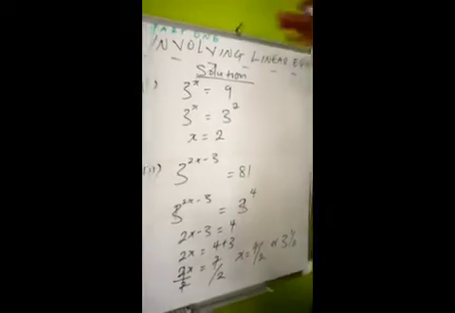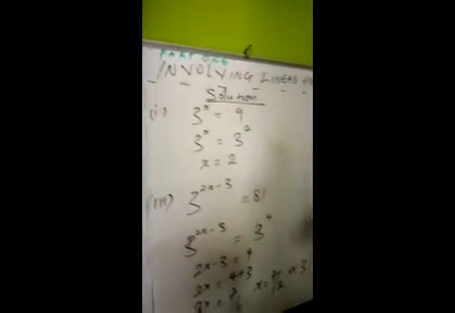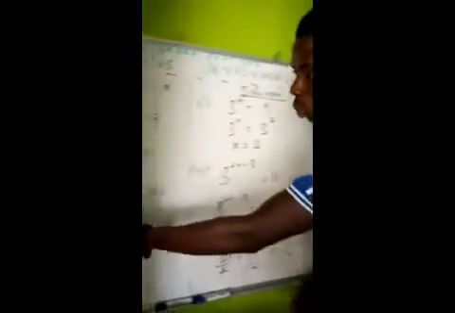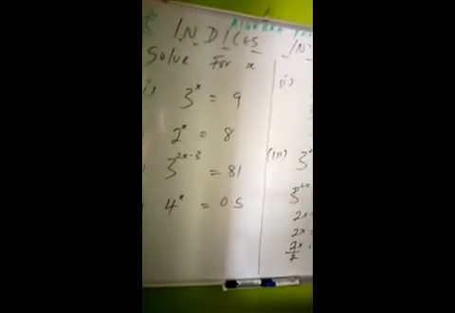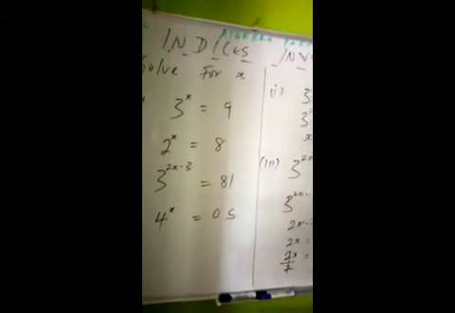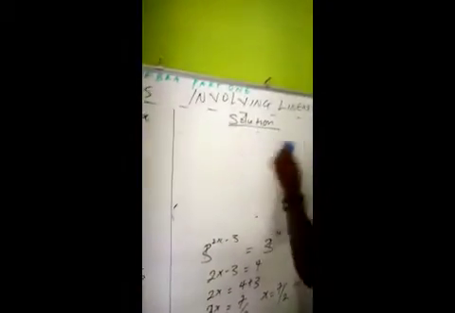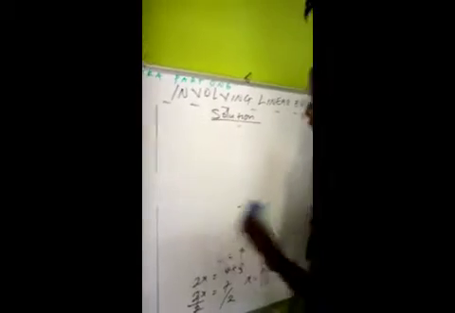That is indices involving linear equation. So from this point now, we are going to look at this point. This point, you have it in decimal point. Decimal function. So from this decimal point now, we are facing the laws of negative index.